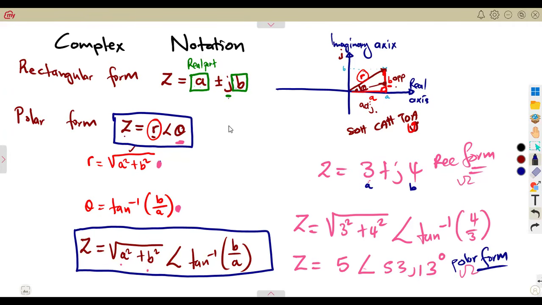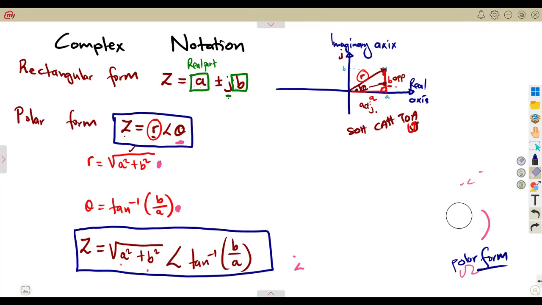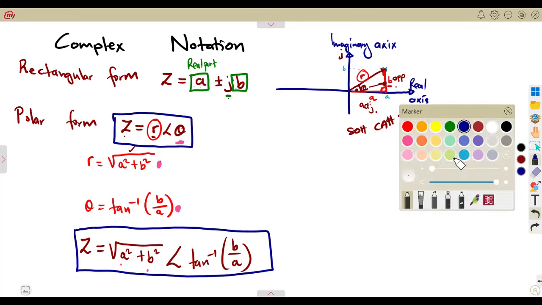So why is it important that we need to know these two formats and the conversion part? It is in calculations. Whenever you're calculating, you see the importance of each. So you can convert from rectangular form to the polar form. Vice versa, you can do the same thing.